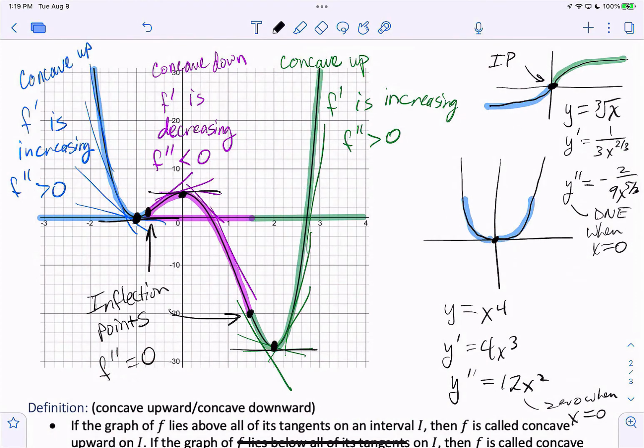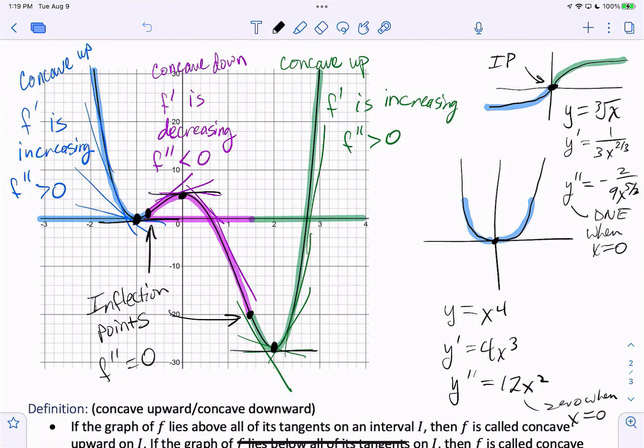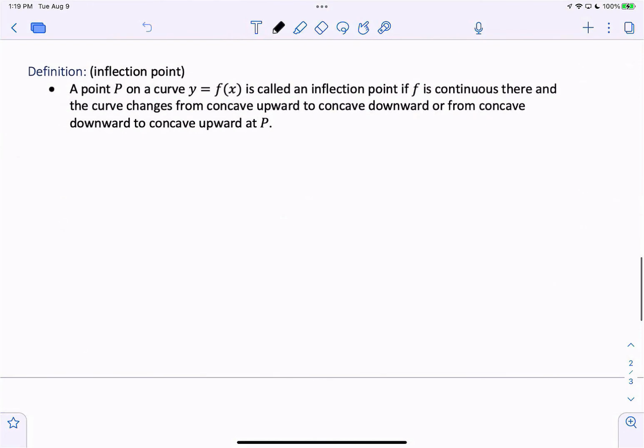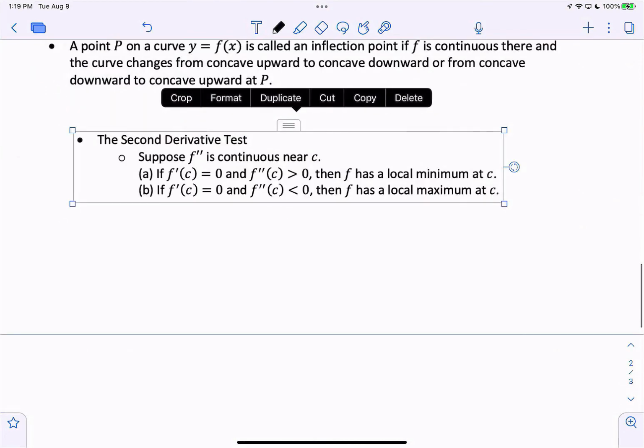So what we're seeing is if I have a critical number, and at that critical number, the graph is concave up, I'm going to have a local minimum. If I have a critical number and at that critical number, the graph is concave down, I have a local maximum. This is summarized in something called the second derivative test.